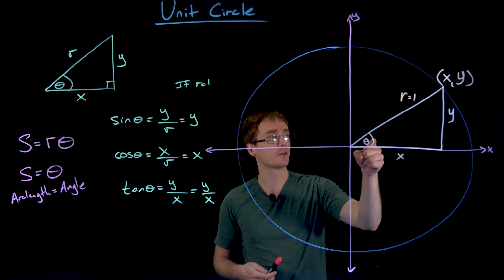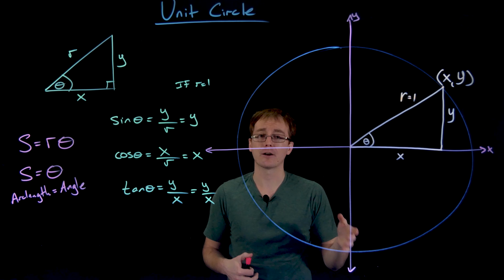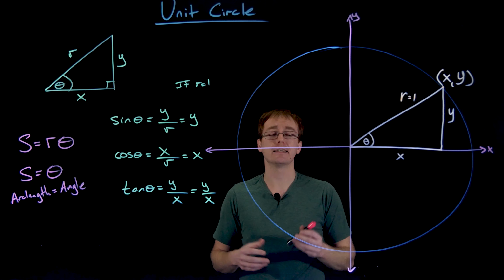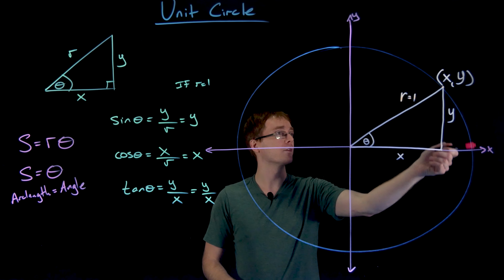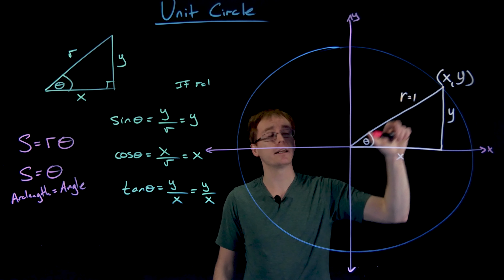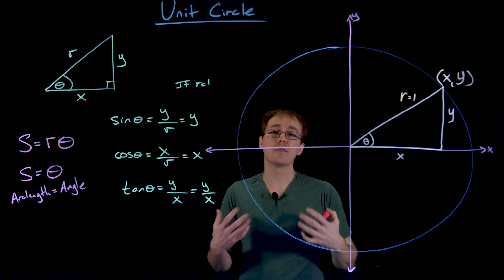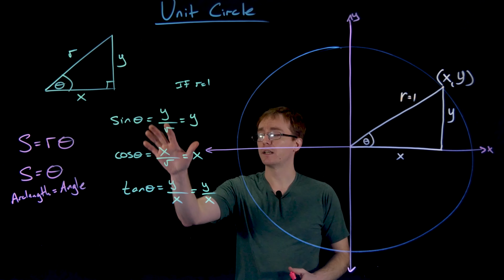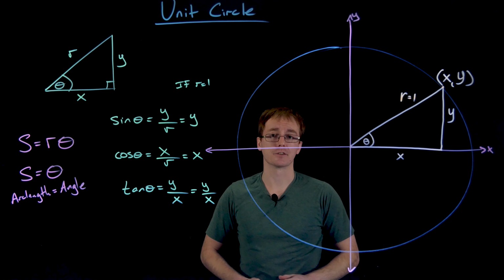Whether you want to think of the arc length or the angle, it doesn't really matter. We're getting to the same point. But the idea is this special angle or this special arc length on the unit circle is going to carry us to a single point, x comma y. And with those x and y coordinates, we can evaluate our trigonometric functions.